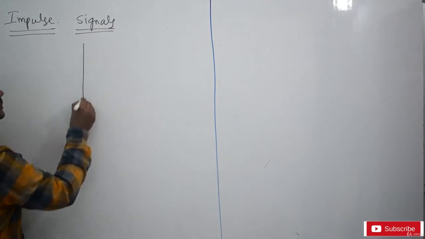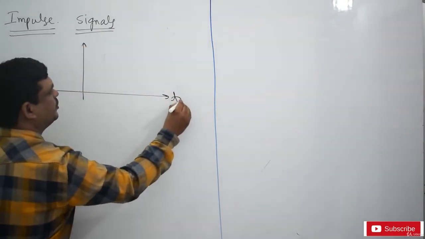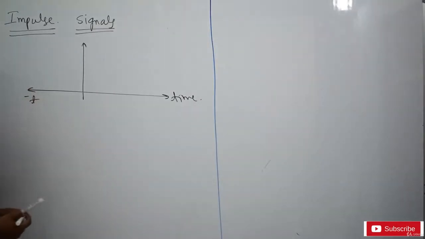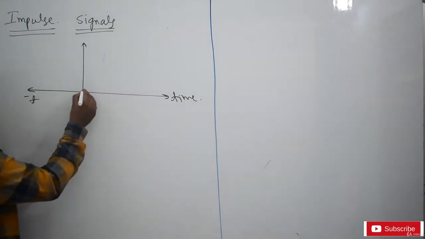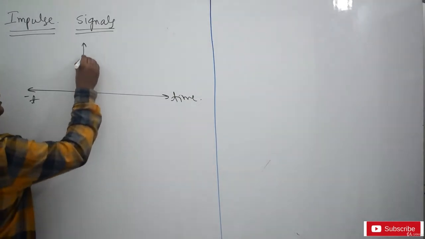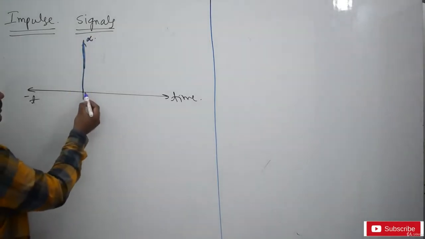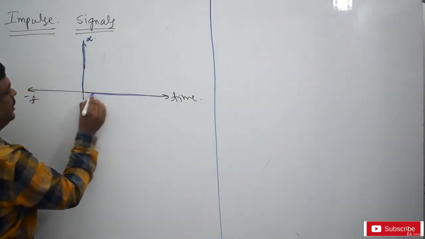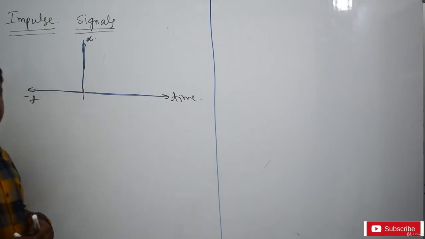Like this, this is the y-axis and x-axis here. The x-axis is the time axis, and this is the negative time axis. Exactly at t is equal to 0, time is equal to 0, the amplitude is infinity. So the remaining time period is not defined. This side it is 0 and this side it is also 0. This signal is called an impulse signal.